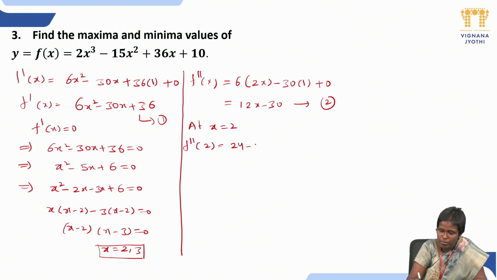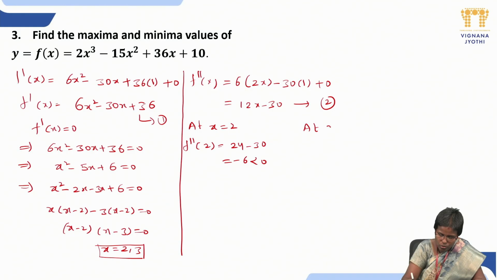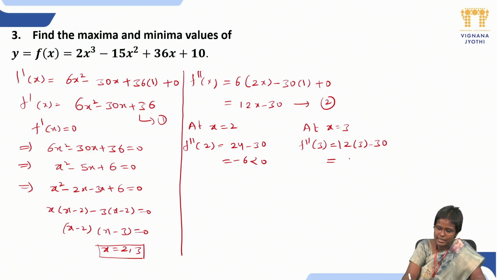12 into 2 is 24, minus 30, I am going to get minus 6, which is nothing but negative. Now, similarly, at x equals 3, what am I going to get? F double dash of 3 is nothing but 12 into 3 minus 30, 36 minus 30 is nothing but 6, which is greater than 0. Right. So, after substituting the point 2, the second derivative is negative, and after substituting x equals 3, the second derivative is positive.